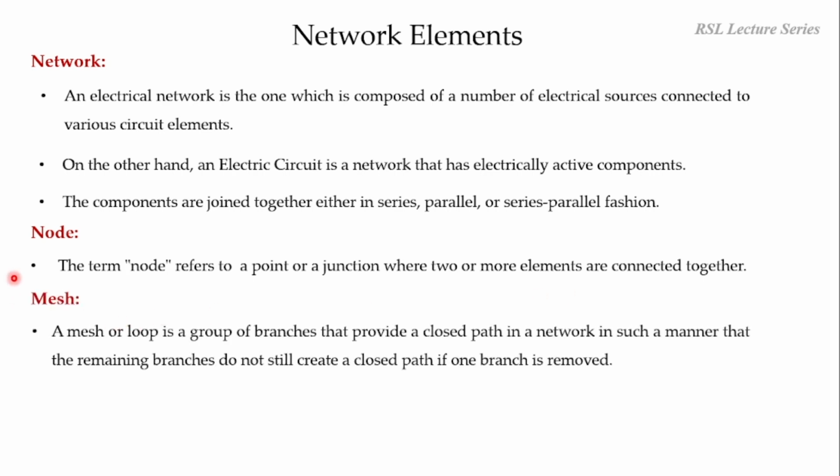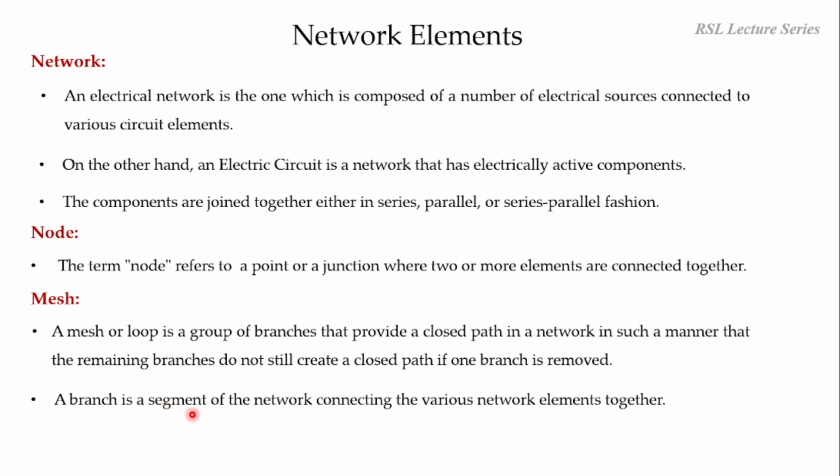Similarly, we have one more term, the mesh. The mesh is also called a loop. A mesh or a loop is a group of branches that provide a closed path in a network in such a manner that the remaining branches do not still create a closed path if one branch is removed. So the mesh or the loop is nothing but the group of branches connected together to form a closed path. If you remove any one of the branches, the path will not be closed, right? Now a branch is nothing but the segment of the network connecting various network elements together.